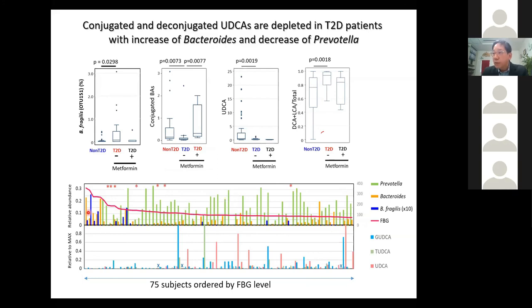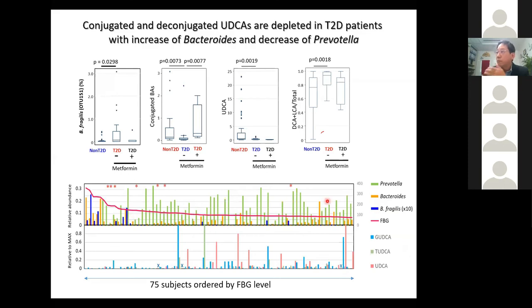I show the graph in the order of the fasting blood glucose level from left to right. So these are patients with very high fasting blood glucose level. And here I show the bar graph of Bacteroides fragilis and Bacteroides colored by orange. So you can see only these parts have a high abundance of Bacteroides fragilis. And the rest of the subjects don't have Bacteroides fragilis except for a few exceptions.